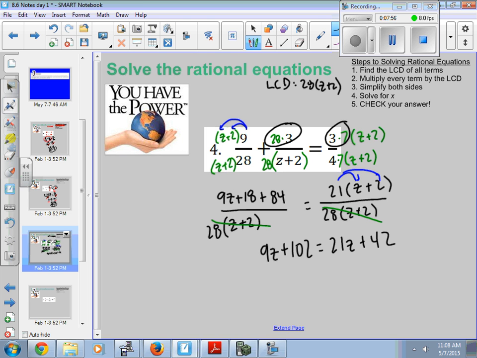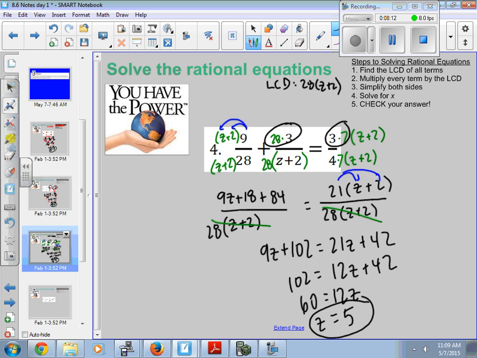If we keep solving, we could minus 9z and get that. Then we can subtract 42 from both sides. And if we divide, it looks like we get z equals 5. So that's how you do those solving ones.